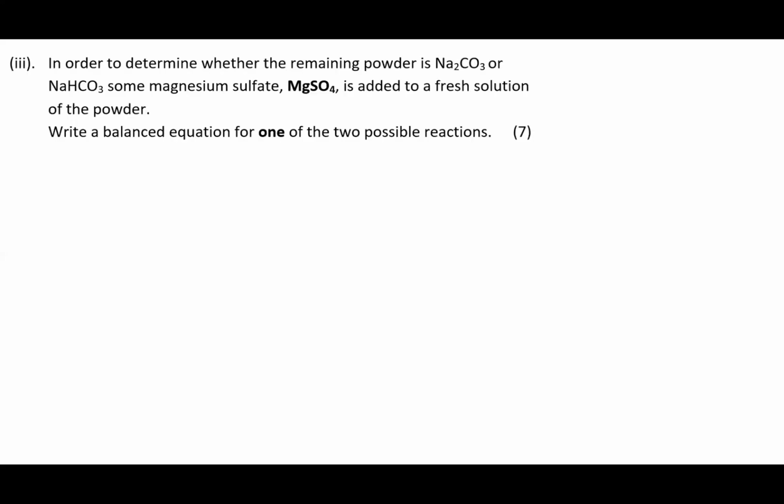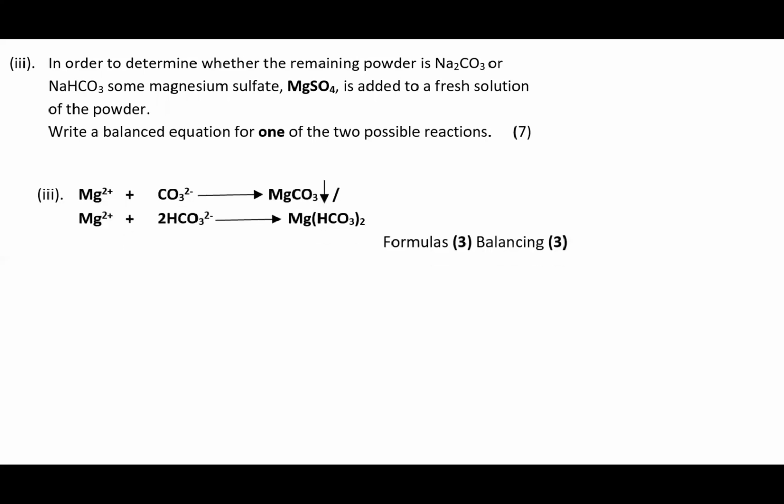In order to determine whether the remaining powder is Na2CO3 or NaHCO3, some magnesium sulfate, MgSO4, is added to fresh solutions of the powder. Write a balanced equation for one of the 2 possible reactions. So you have Mg2+ plus CO3 2- gives you MgCO3, and that down arrow indicates a precipitate. You don't have to include that. And then Mg2+ plus 2HCO3-, giving you Mg(HCO3)2. And if you include the full equations, that's fine too. Check your chemistry book just to make sure you have that correct. So the formula is 3 marks, balancing 3 marks.